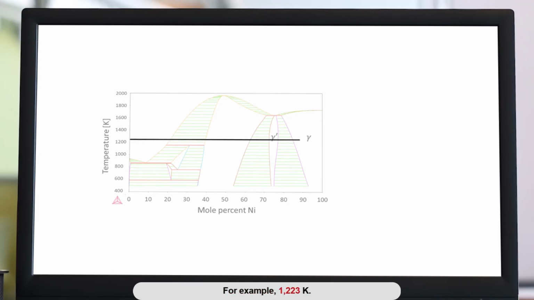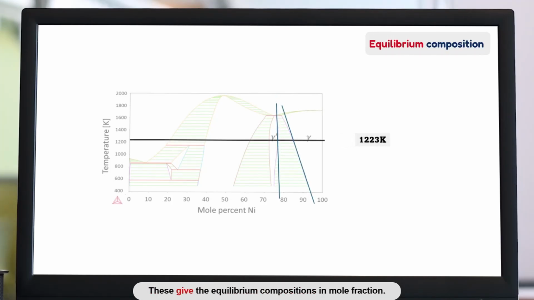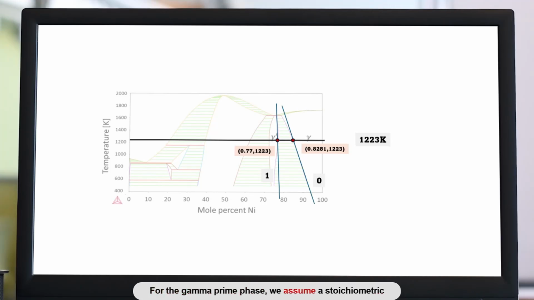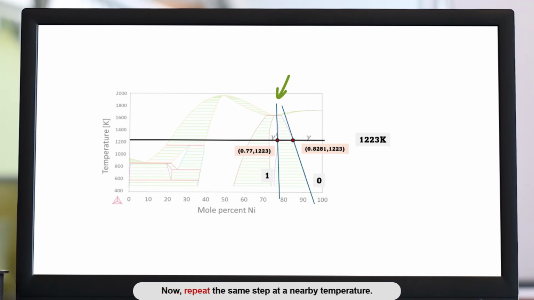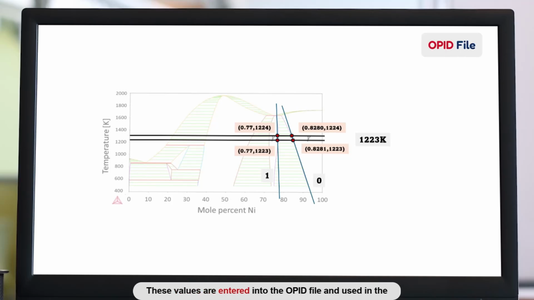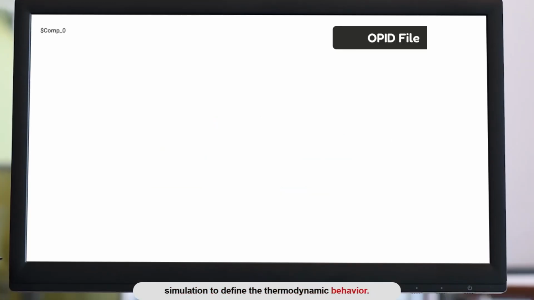For example, 1223 Kelvin. At this temperature, identify the intersection points with the phase boundaries. These give the equilibrium compositions in mole fraction. For the gamma prime phase, we assume a stoichiometric composition, so it appears as a vertical line. Now repeat the same step at a nearby temperature, for example 1224 Kelvin. These values are entered into the OPID file and used in the simulation to define the thermodynamic behavior.